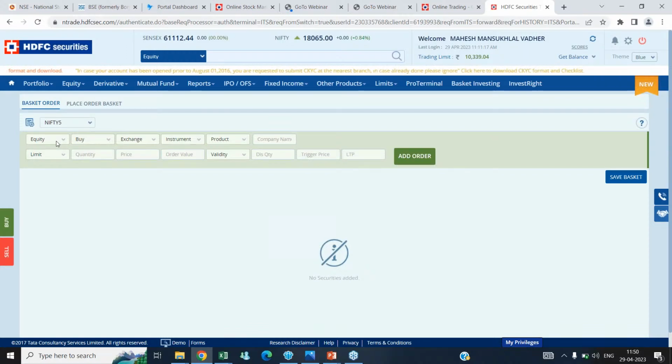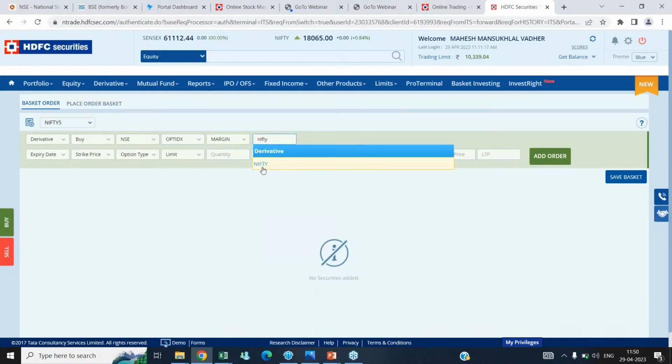Suppose I want to buy an 18,000 call and simultaneously sell an 18,200 call option, which is a bull call spread strategy, and I want to execute this strategy through the basket order functionality. So let us understand. First, add the 18,000 call option. Index, Nifty.